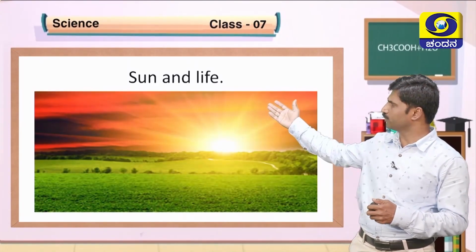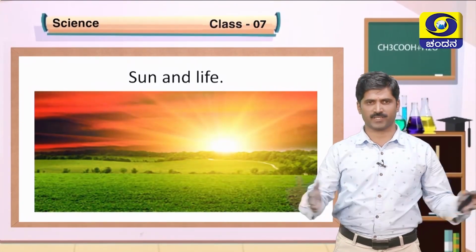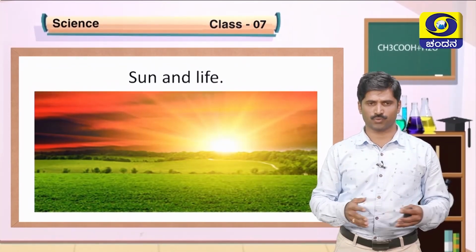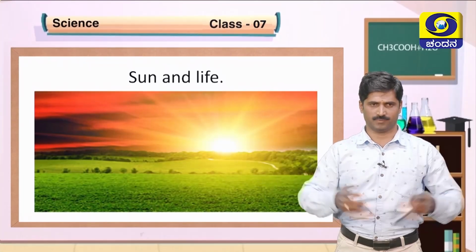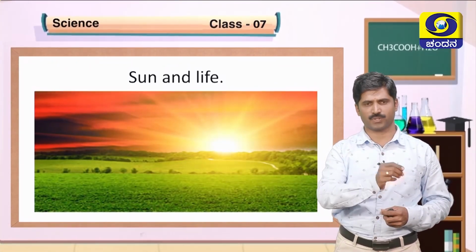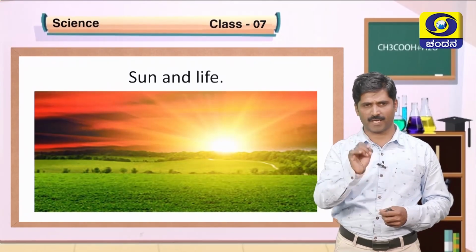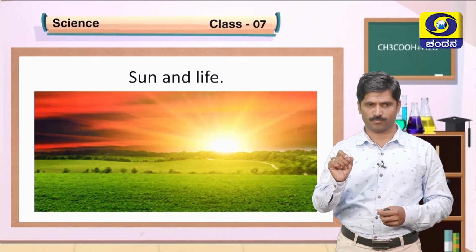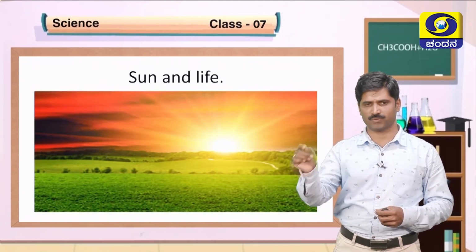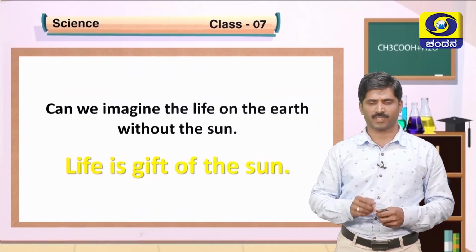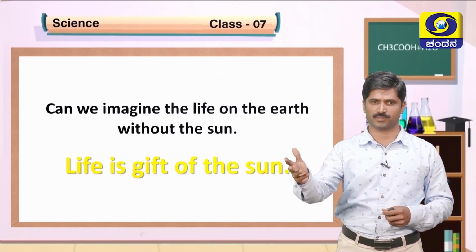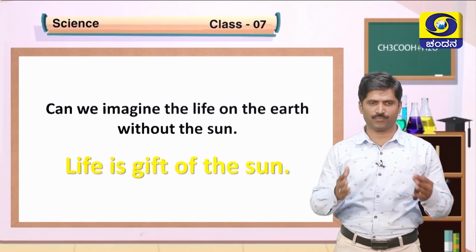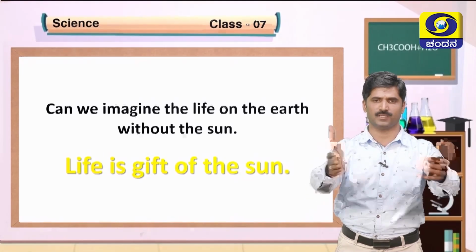Look at this beautiful picture. The sun is spreading light on the ground and the land has worn beautiful green color. Among the planets of our solar system, Earth only has life on it. Sun has a vital role in origin and the survival of life on the Earth. Can you imagine the life on the Earth without the sun? No, it is impossible. Life on the Earth is gift of the sun.